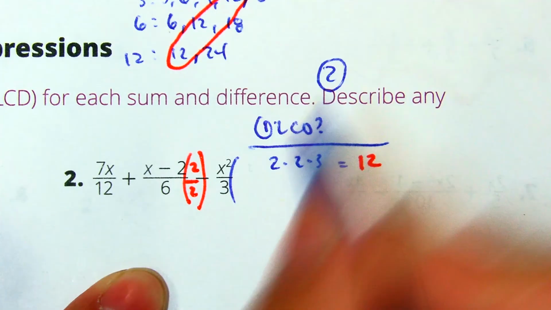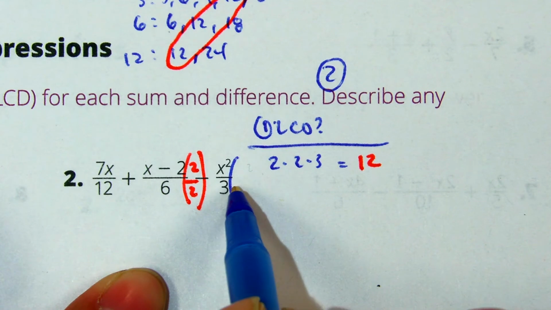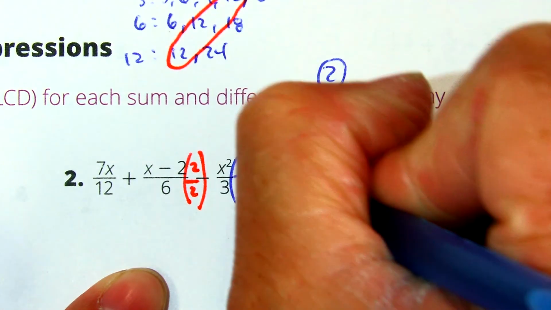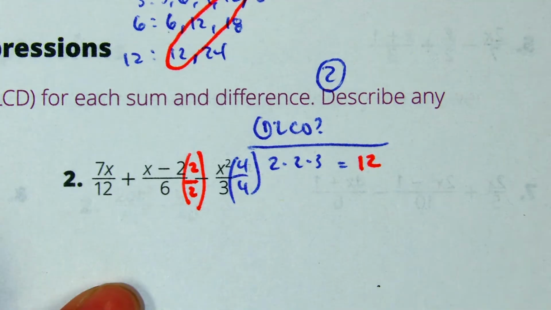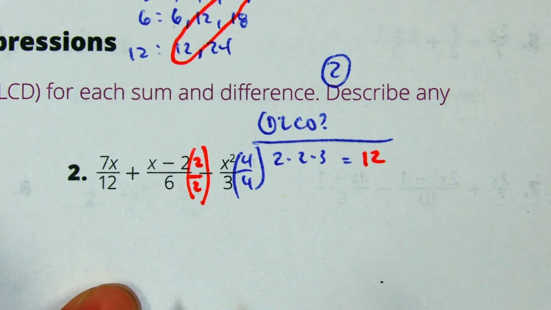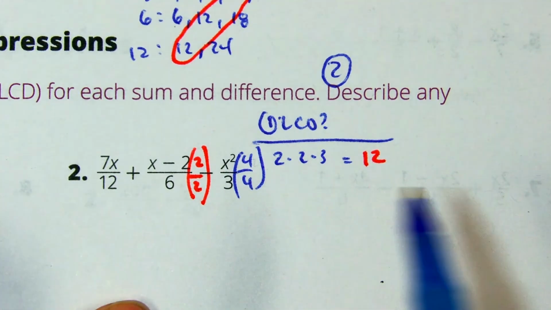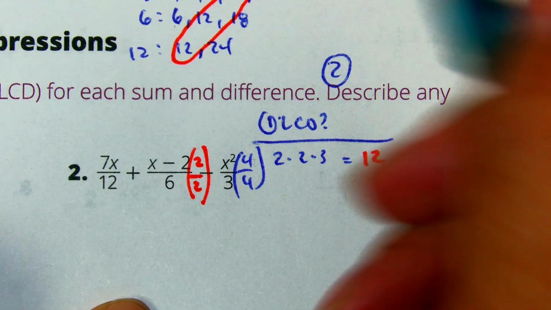This one has a 3. I'm going to have to multiply it by something to give me my 12, which is what? 4. Remember, you can multiply any number times 1 and it still stays the same. So eventually they'll all have a denominator of 12, and then you can just add or subtract. So in this problem, the LCD is 12.